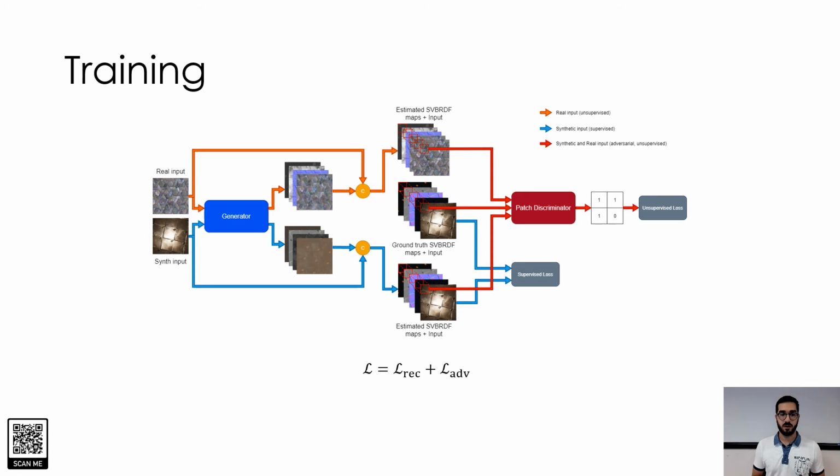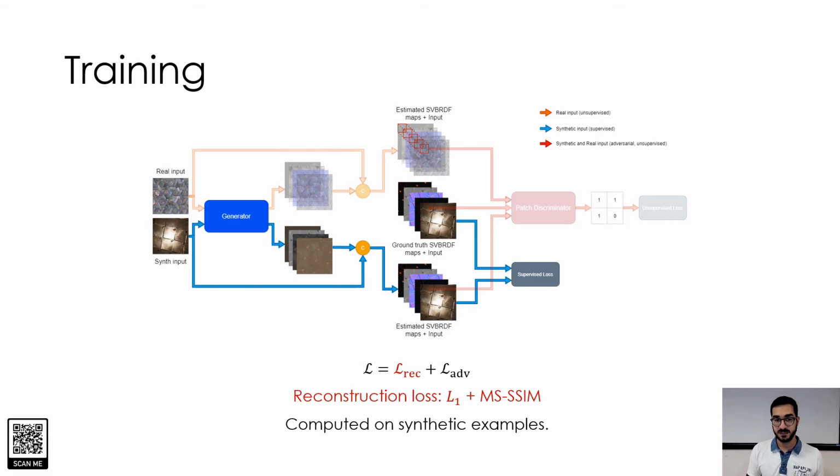This is a picture of our framework. Now let's break it down to see how it works. The first term in our loss is the reconstruction loss. It is a supervised loss, and it consists of an L1 term plus a multiscale structural similarity loss, and it is only computed for synthetic samples, for which we have a ground truth.